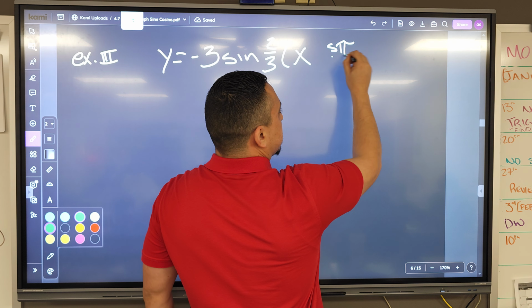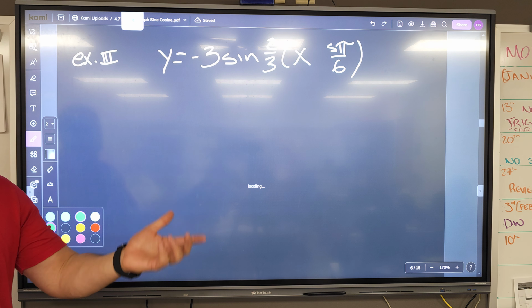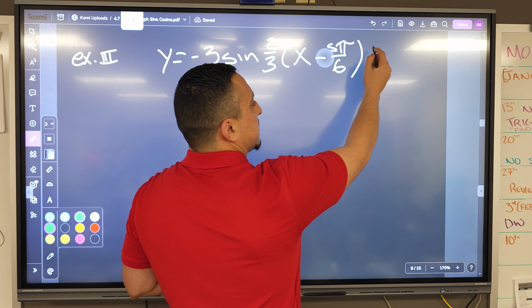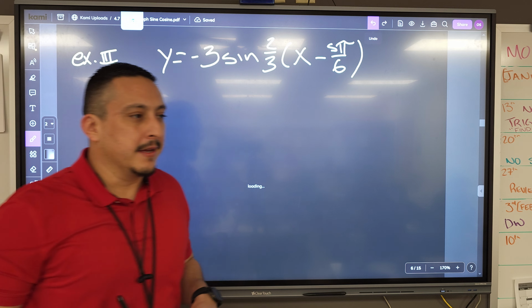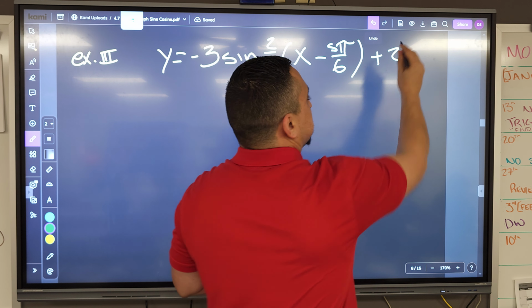It's really weird for us to use radians because we don't. And you know what's crazy? There's other measurements besides radians. I don't think we get to them in this class. And then a k value? 2. All right, there it is.